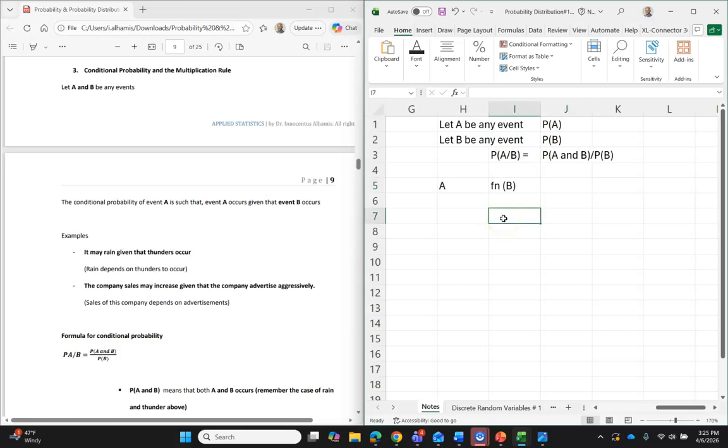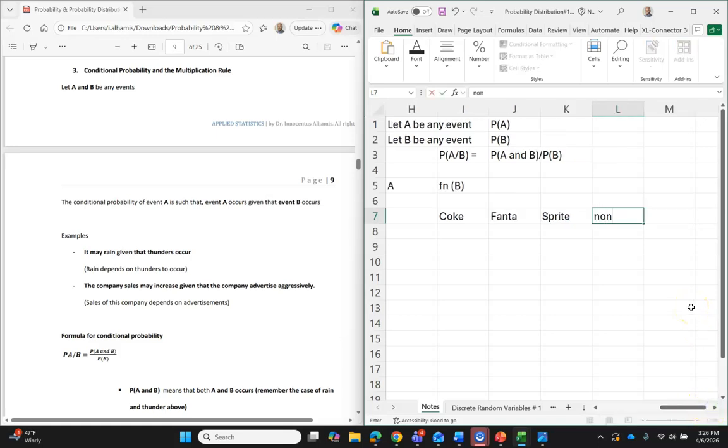So let's look at students. Let's say we have students, and students are interested in buying sodas. So we have Coke, and then we may have Fanta or Sprite, and there are some students who don't really drink soda, and so we can say none. And here we have boys and we have girls. We're going to look at their preferences. So let's look at their total here, and we'll look at the total here.